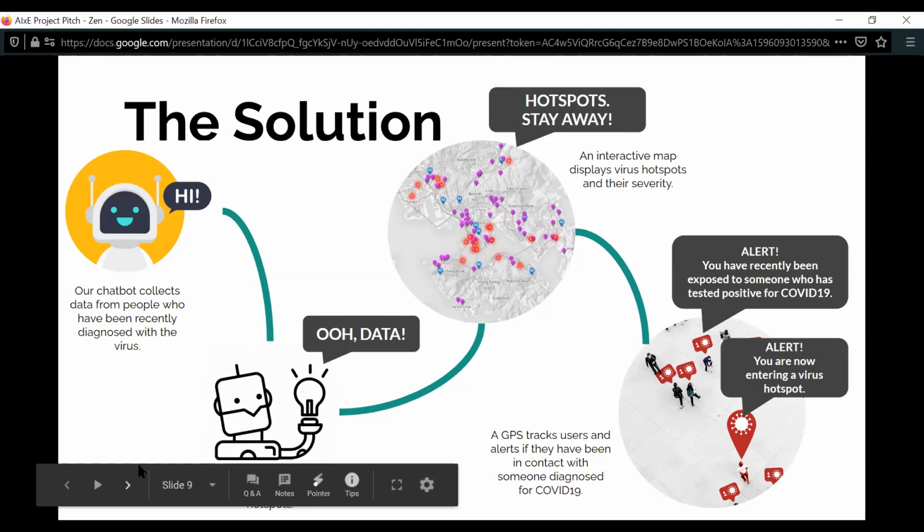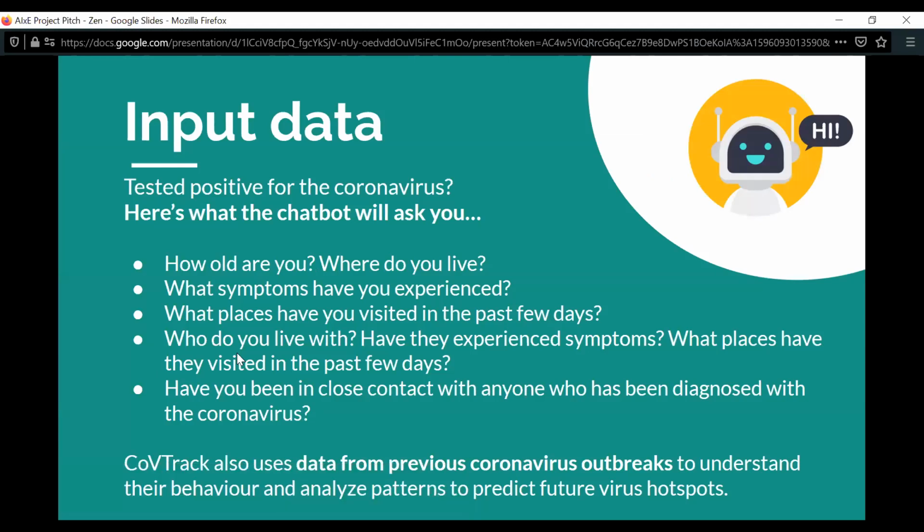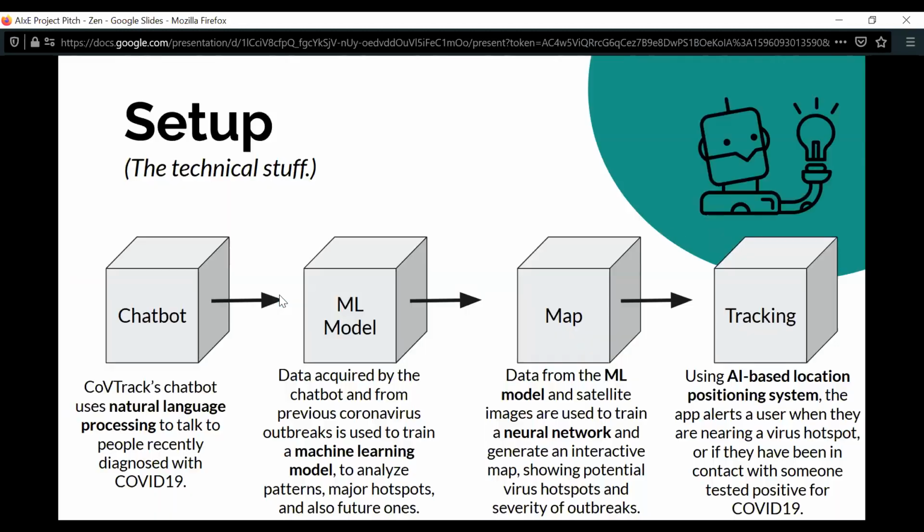And if you're interested in the input data, as I said, what exactly will the chatbot ask you? So let's assume that you got tested positive for the coronavirus and you're going to be given a unique ID by the public health department. So keep that in mind. You won't be asked your name. Your name won't be registered into the system, but rather all these details, all right?